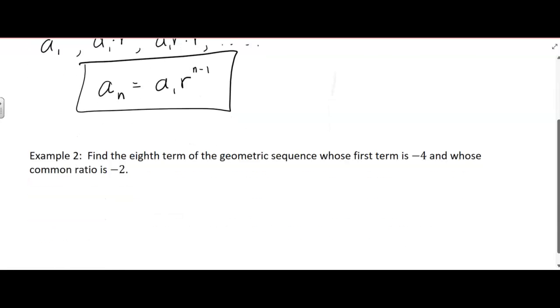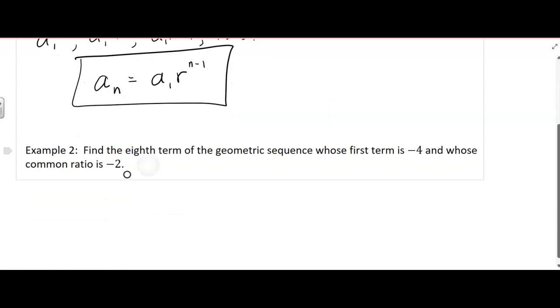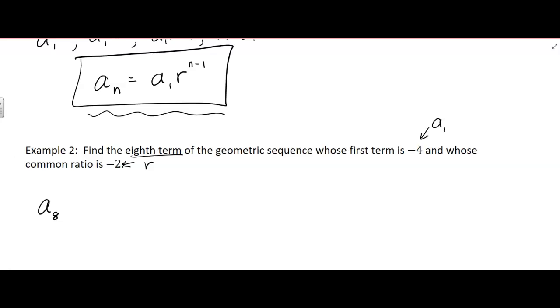Okay, all right. So find the 8th term. That means you're finding a sub 8 of the geometric sequence whose first term, so that's a sub 1, is -4, and whose common ratio, so that's r, is -2. All right, so we're going to follow this formula here, the general term.